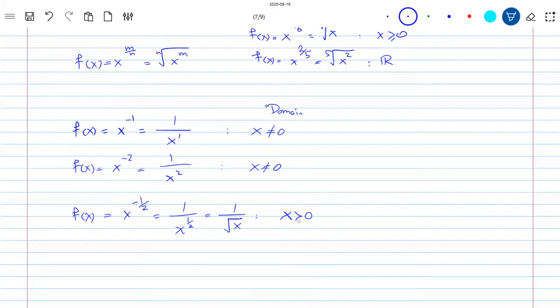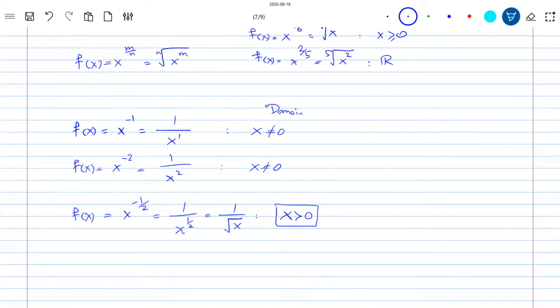0 is not accepted. So I erase that equality. If it's 0, then you have 1 divided by 0, which is undefined. This is the only difference that happens. Generally, it's a combination of fractions and square roots that makes it a bit harder.